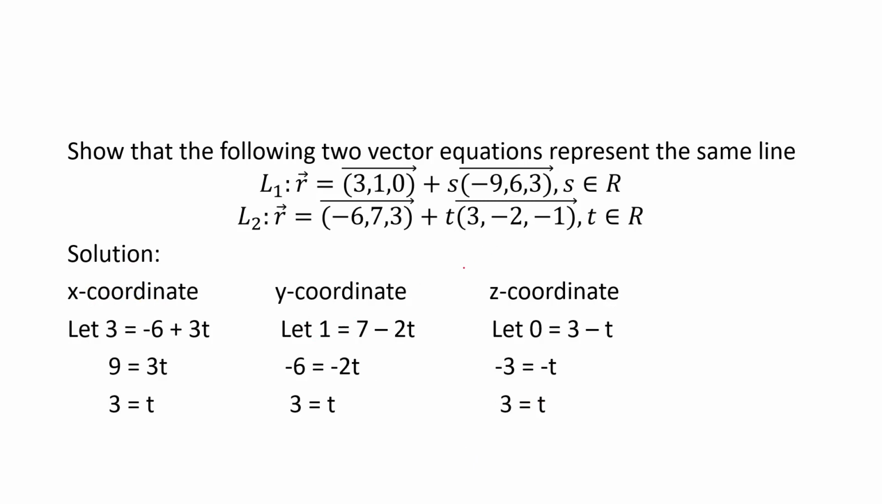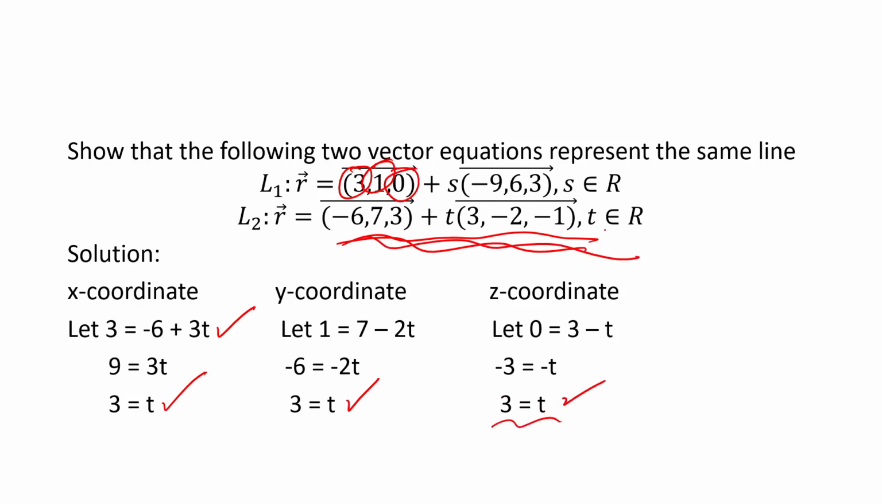What we're going to do then, like we said a minute ago, is let 3 equal the parametric expression for x of the second line. And when you do that, you see that t ends up equaling 3. Then we're going to let 1 equal the parametric expression for y of the second line, and we get that t equals 3. And then we're going to let 0 equal the parametric expression for z for the second line, and we'll get that t equals 3.